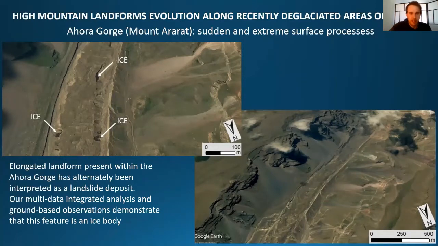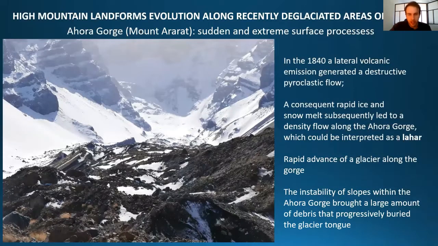A glacier in a not clear position, and combining this ground data and the satellite data, we try to give an interpretation of this event that modified the area of Mount Ararat, but also strongly modified the area of Aurora Gorge.